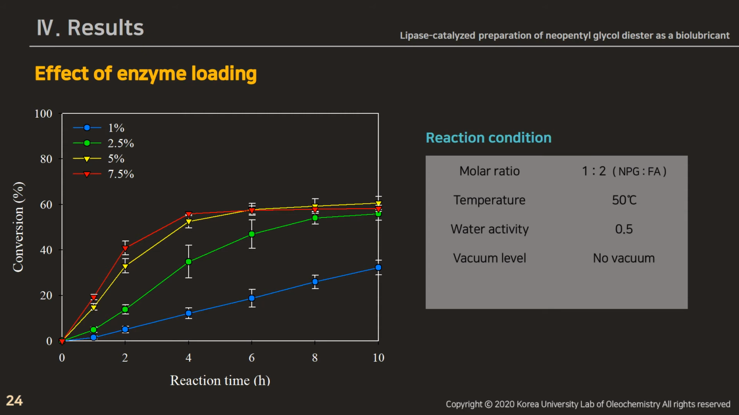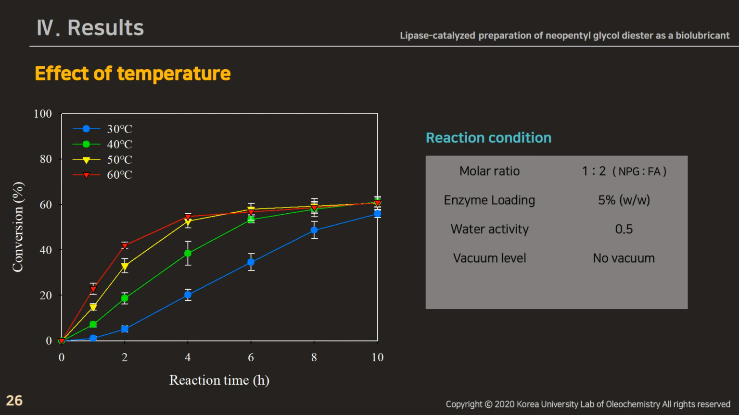Second, the enzyme loading. It is an important factor because of economic viability, thus it must be as small as possible. Conversion increased significantly when enzyme loading was increased from 1 to 5%. However, there are no significant differences in the conversion between 5 and 7.5%. Therefore, we selected 5% enzyme loading for the next parameter experiment.